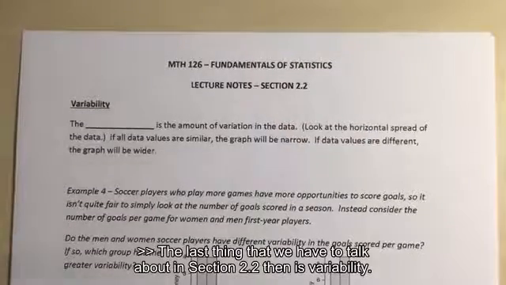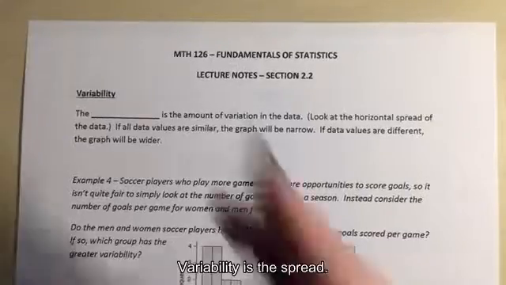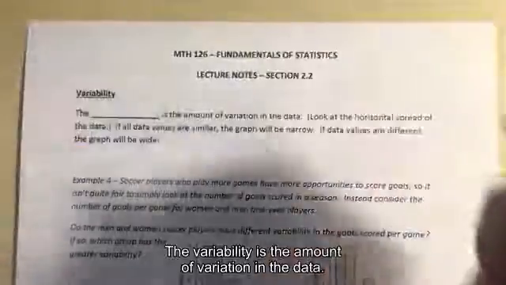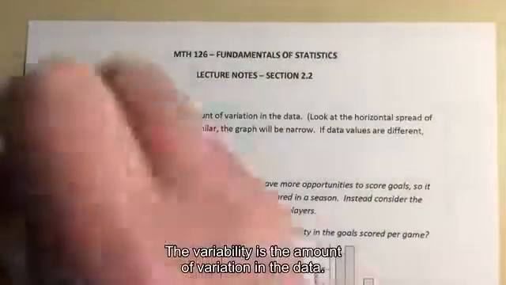Right, so the last thing that we have to talk about in section 2.2 then is variability. Variability is the spread. The variability is the amount of spread, the amount of variation in the data.